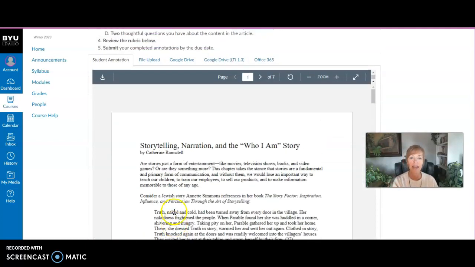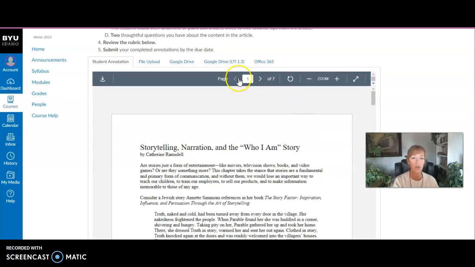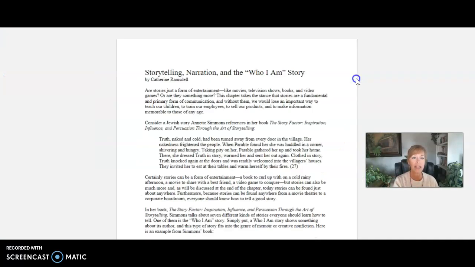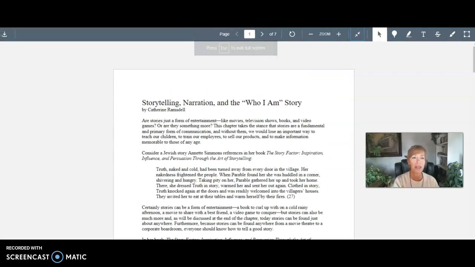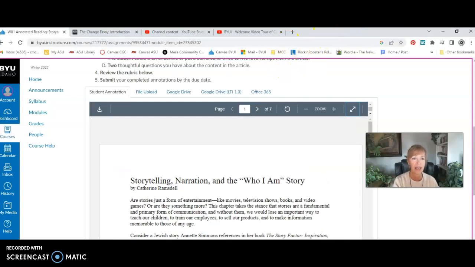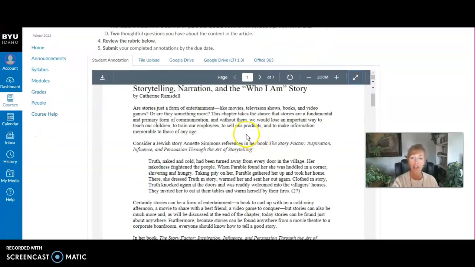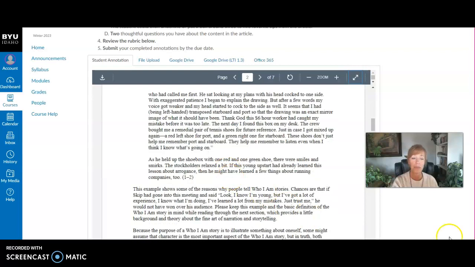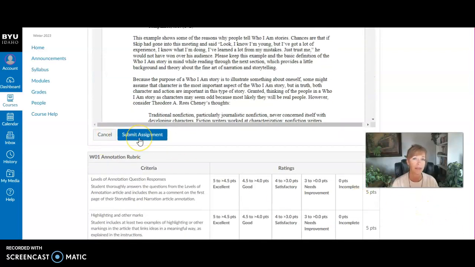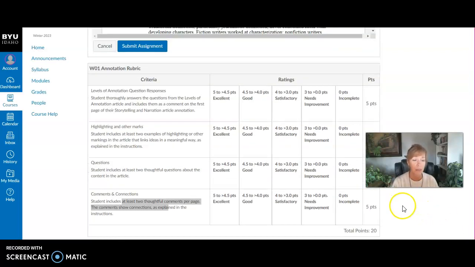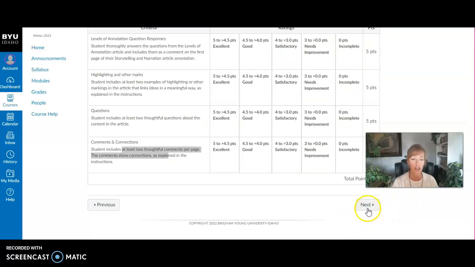So read over that. You'll be using these tools. These are the tools of annotation that you will use. You will mark right here on the assignment, and then after you've annotated it, you will simply go down here to the bottom and submit. Okay, easy peasy. But make sure that you read over those instructions.